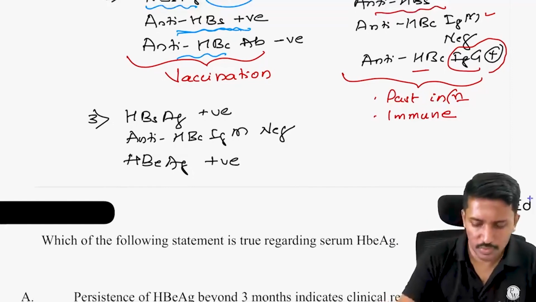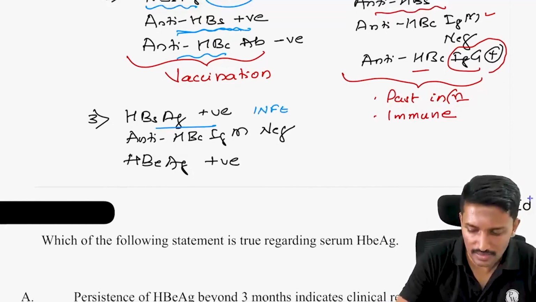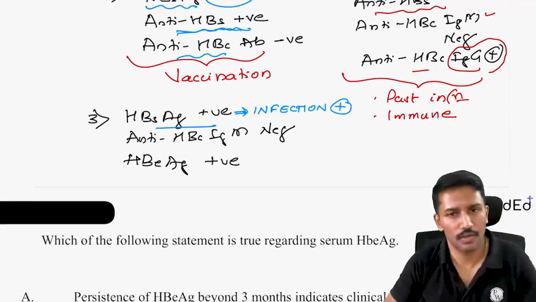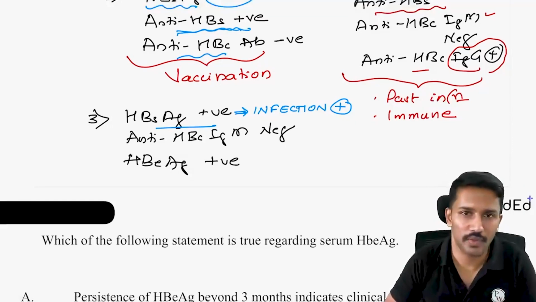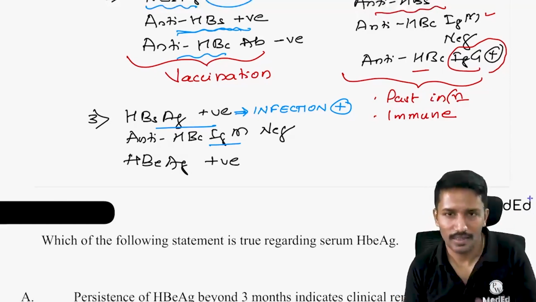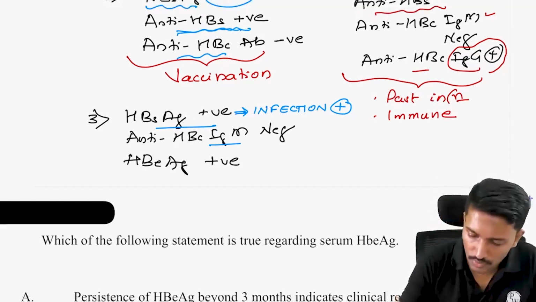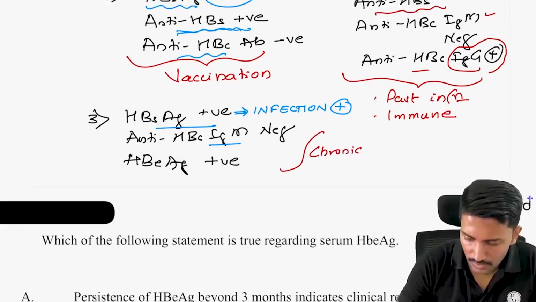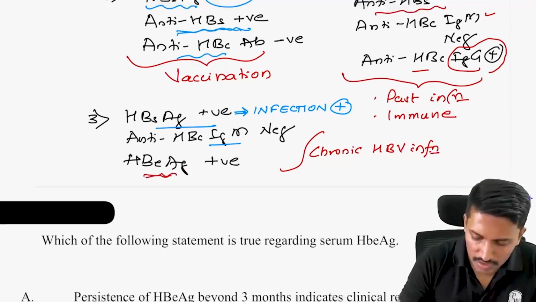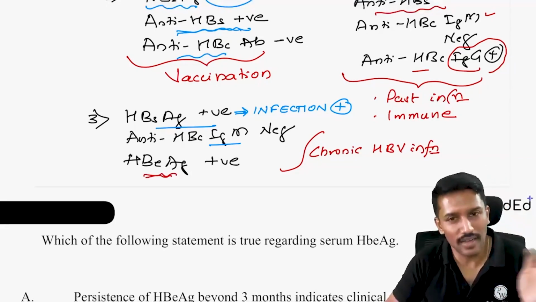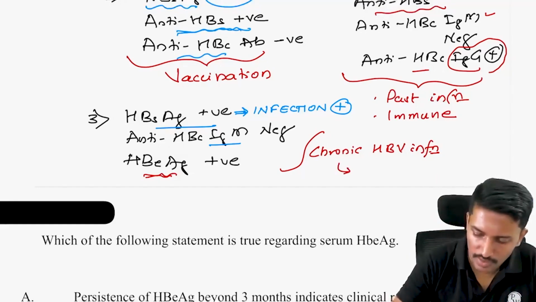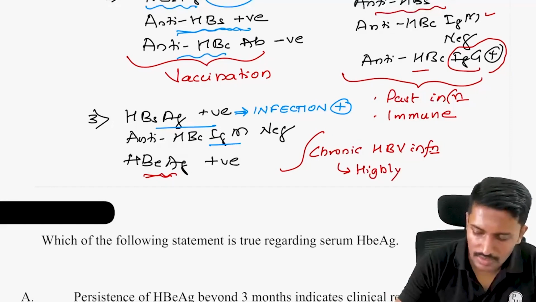Third scenario, HBsAg is positive. That means this patient has a current infection, right? Current infection is present when you say HBsAg is positive. Now all I need to know is whether it is acute or chronic. If anti-HBc IgM is positive, then I would call it acute, right? That is negative, so this has to be a case of chronic HBV infection. And here the HBeAg is positive. That means the virus is highly replicative, and that also means that the patient is highly infective. So this is chronic hepatitis B virus infection where the patient is highly infective.